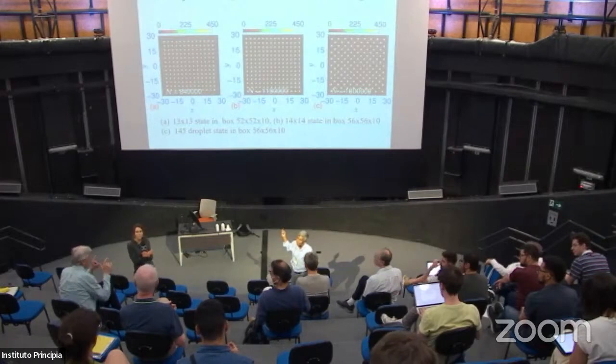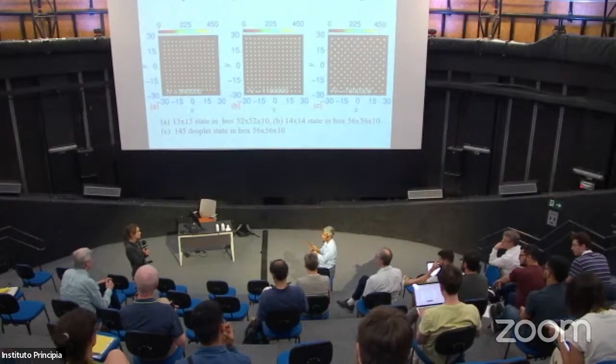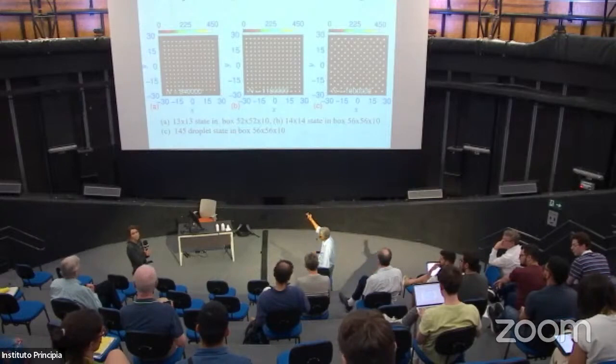If you have a rectangular box, that means the traps in the X and Y plane are different, with two frequencies. Then the square lattice will become a rectangular lattice, if the harmonic traps in the X and Y direction are different.